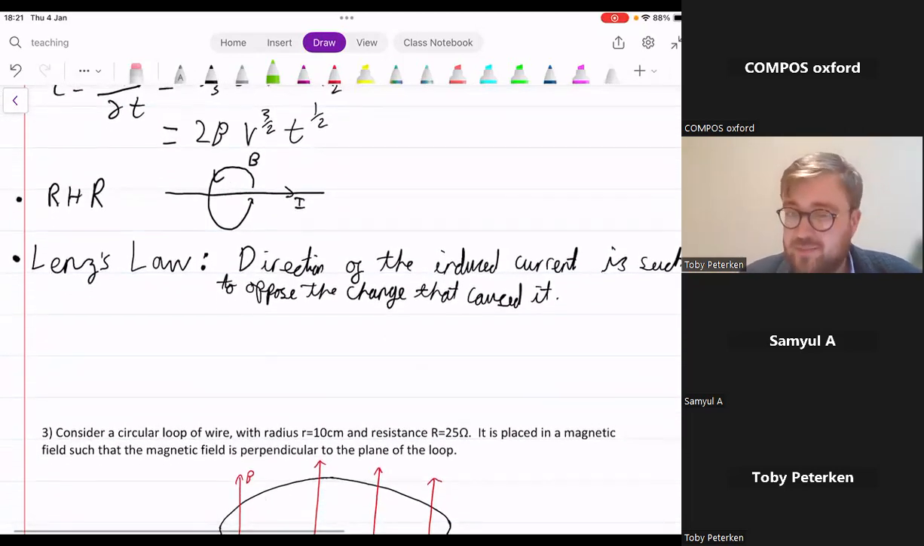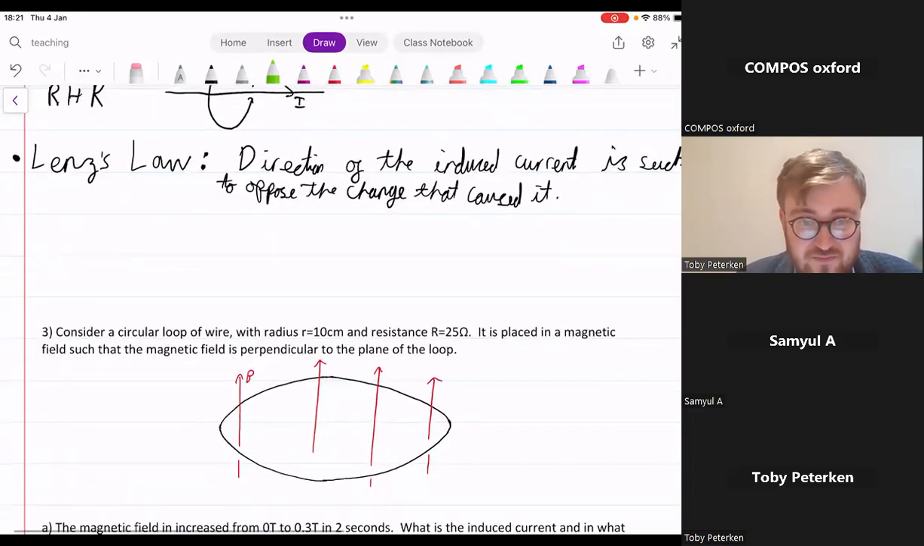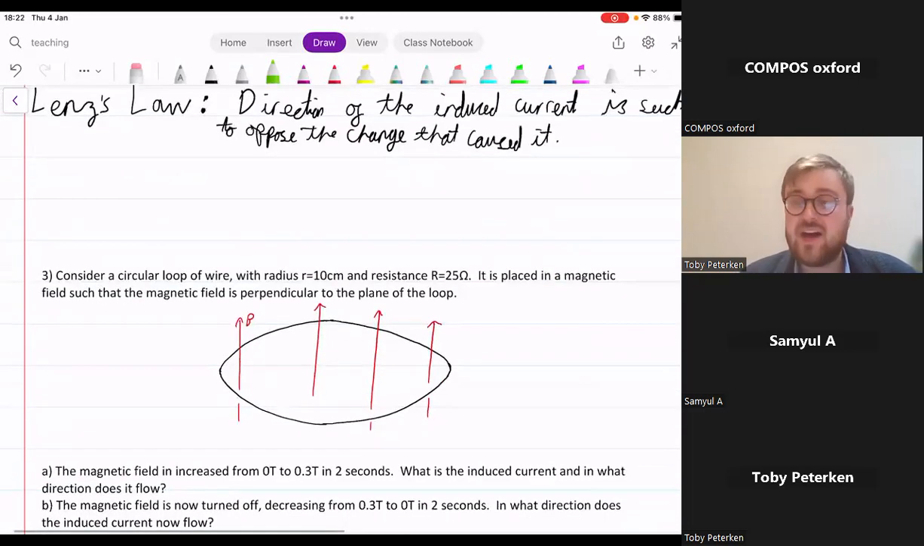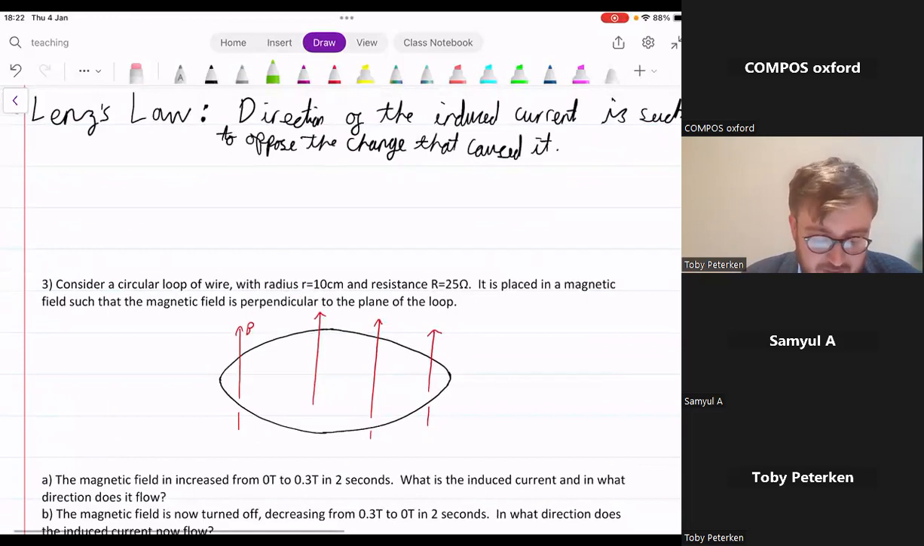We'll see more examples, so it might be easier to get your head round. It's a bit of a mouthful, Lenz's law. So we'll take a few examples to see it. But are there any questions at the moment?